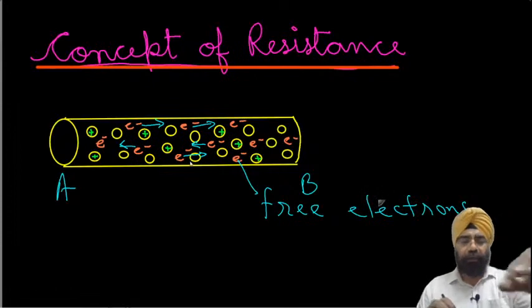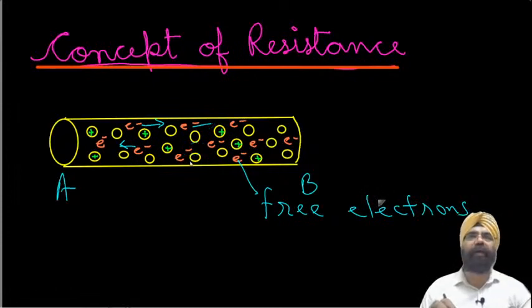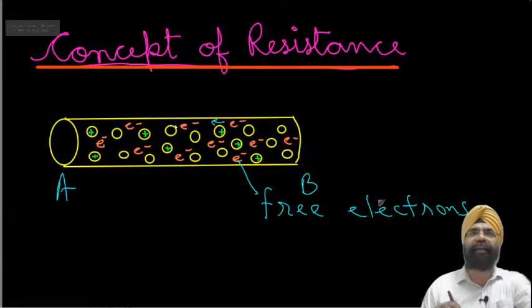which means the electrons are not flowing in a definite direction. As soon as I apply a potential difference, what device is used to create a potential difference? We use a cell or a battery. Chemical energy is used to push electrons through a conductor. So now when I apply a potential difference, all these electrons start moving in a definite direction, which means all of them now are moving from B towards A.